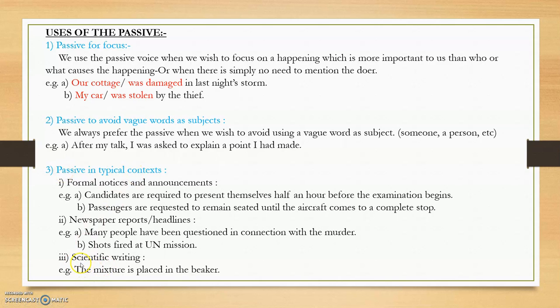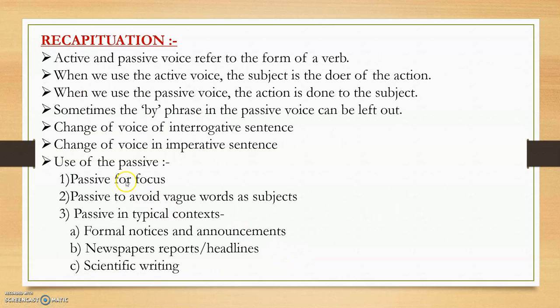Then lastly, we have scientific writing. The mixture is placed in the beaker. We are not saying who has done it, by whom. We only say the mixture is placed in the beaker. So this is scientific writing. So in all these cases, children, we use the passive voice.